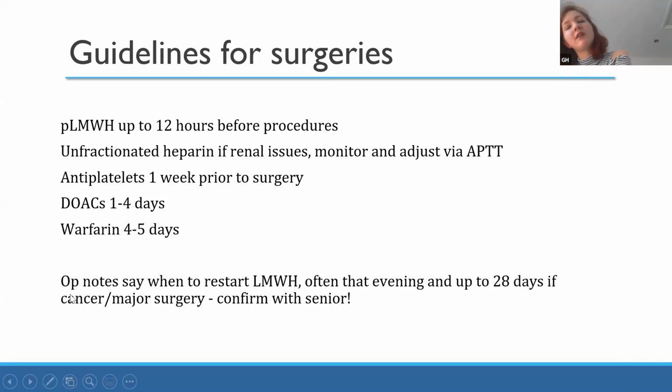And when do you start the low molecular weight heparin afterwards? Usually in the operation notes, they will say, you know, operation went fine, no bleeding risk, you can start them on the low molecular weight heparin that evening.